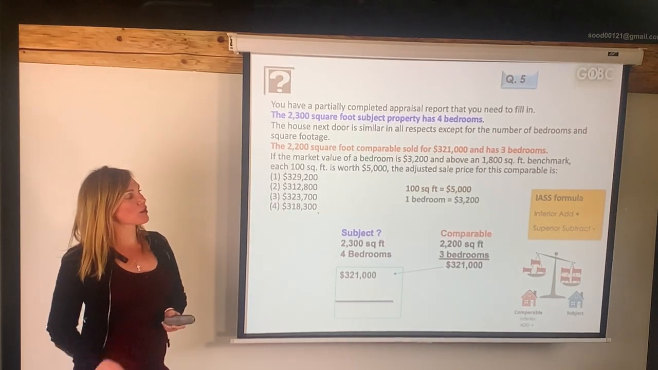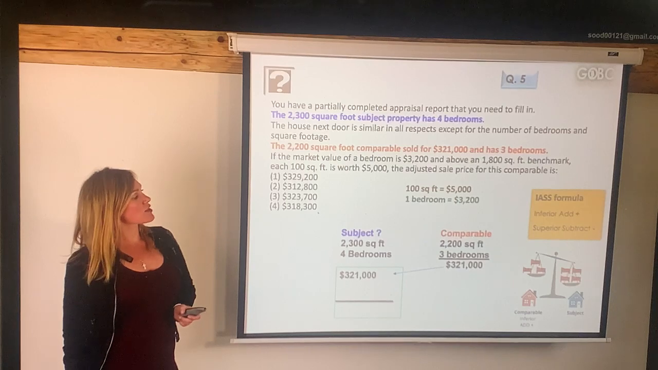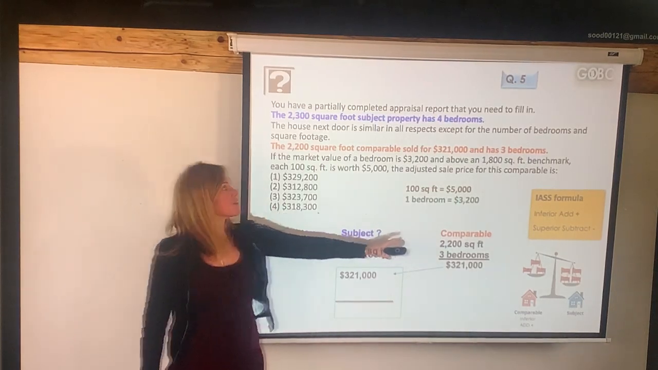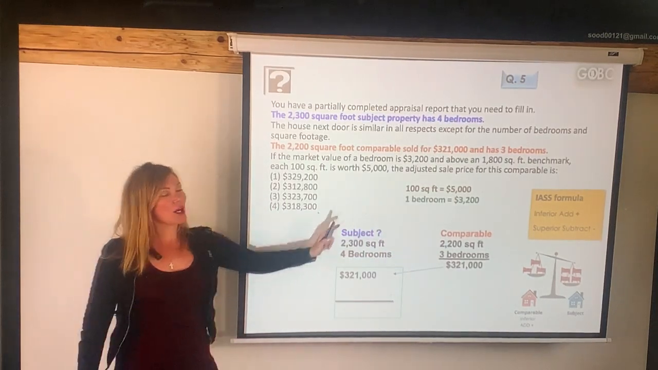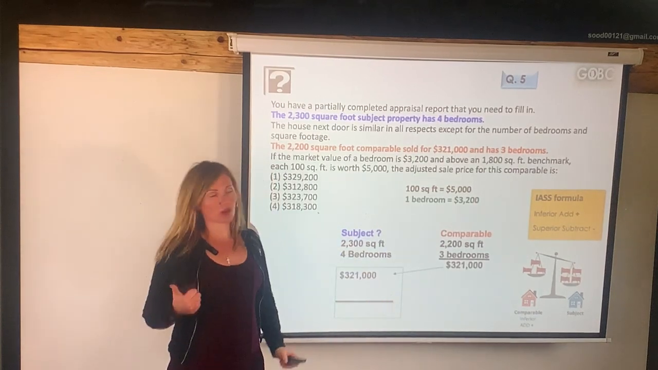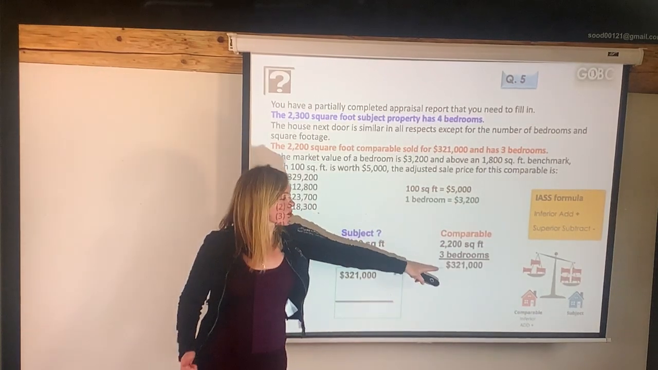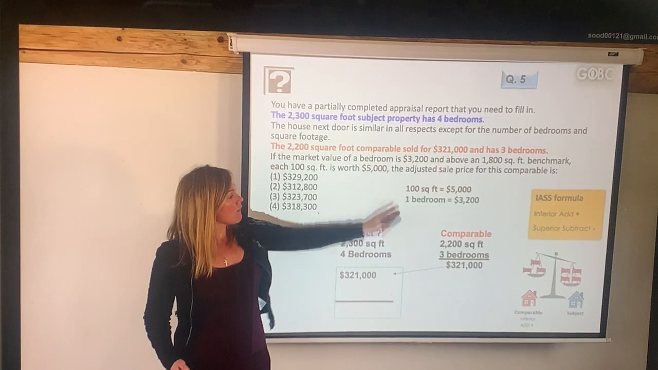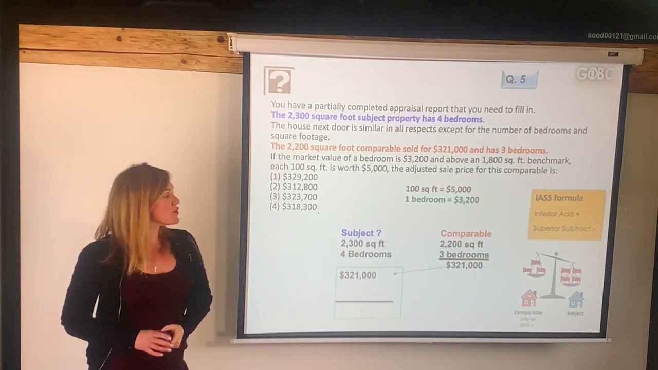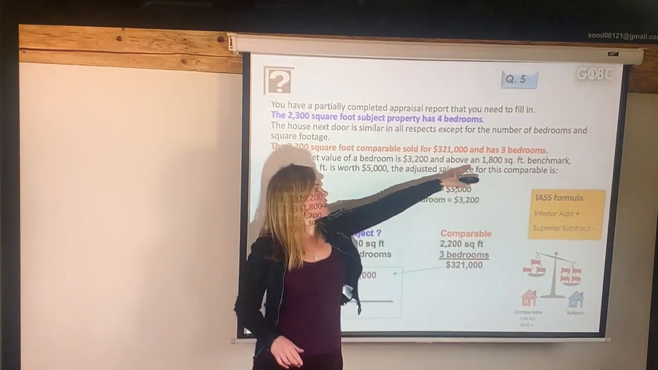The house next door is similar in all respects, and the number of bedrooms and the square footage is different. So basically, you have one comparable property that's given to you in the question that you have to compare it to. Now, what kind of comparables do we use? The ones that recently sold. So this one sold for $321,000. It has 2,200 square foot, and it has 3 bedrooms. And it says above an 1,800 square foot benchmark.